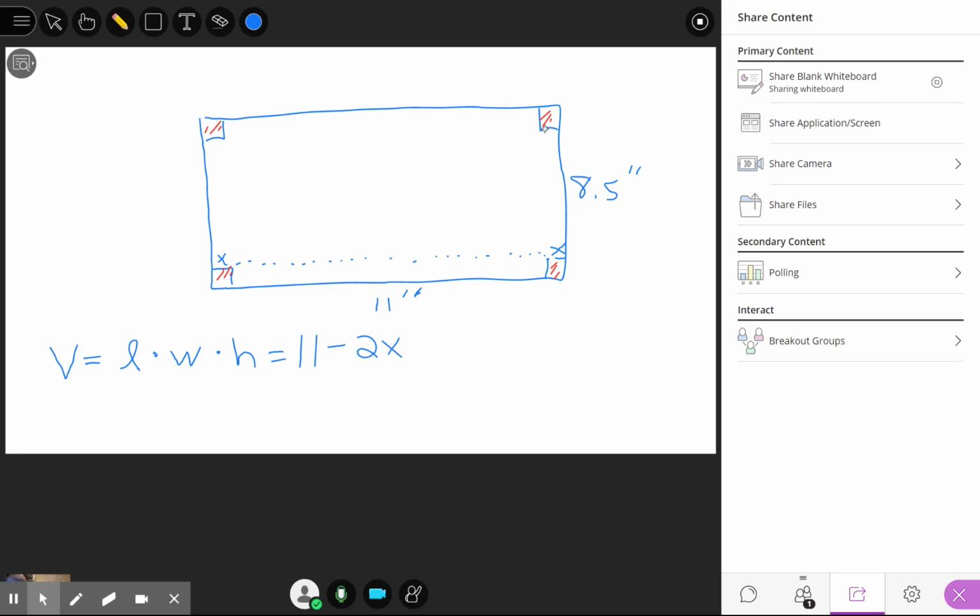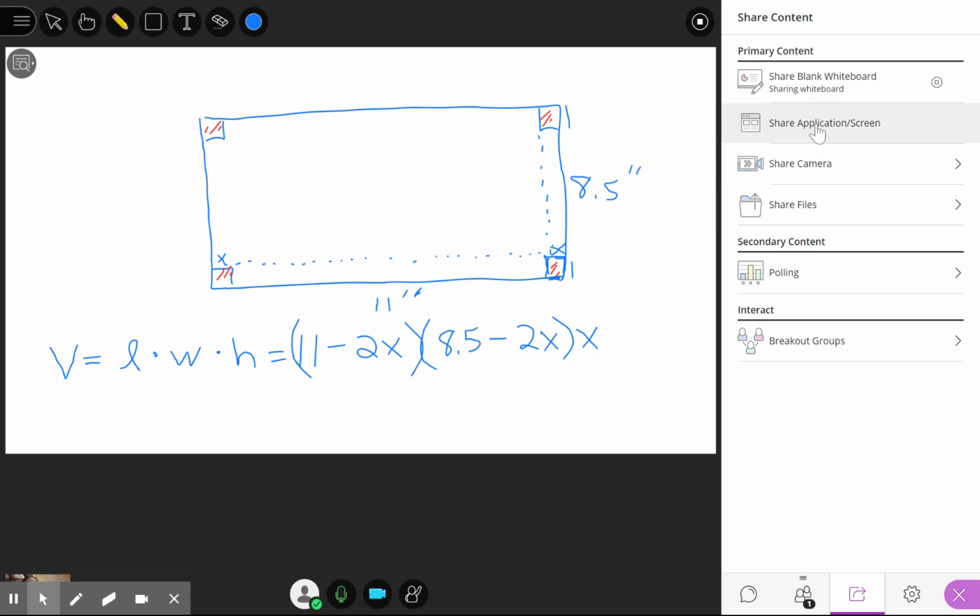We had 8.5 inches along our sheet of paper, but we cut out corners and folded up that side. So instead of a width of 8.5, we're taking the 8.5 inches and we have to take off 2 x's there as well for this piece and this piece that got cut out. And then when it folded up, our height was this amount of x. So our volume is length times width times height.